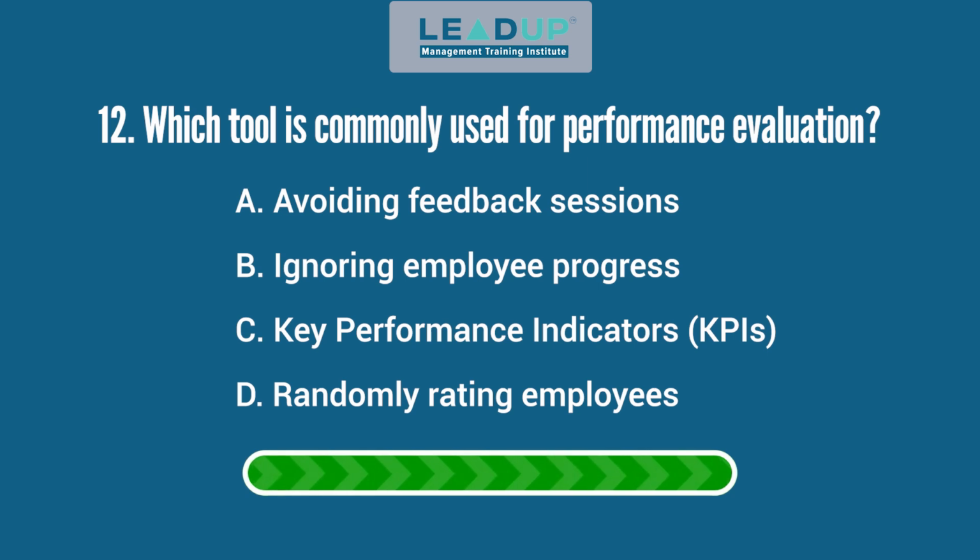Question 12. Which tool is commonly used for performance evaluation? A. Avoiding feedback sessions. B. Ignoring employee progress. C. Key performance indicators, KPIs. And D. Randomly rating employees. Answer: key performance indicators, KPIs.